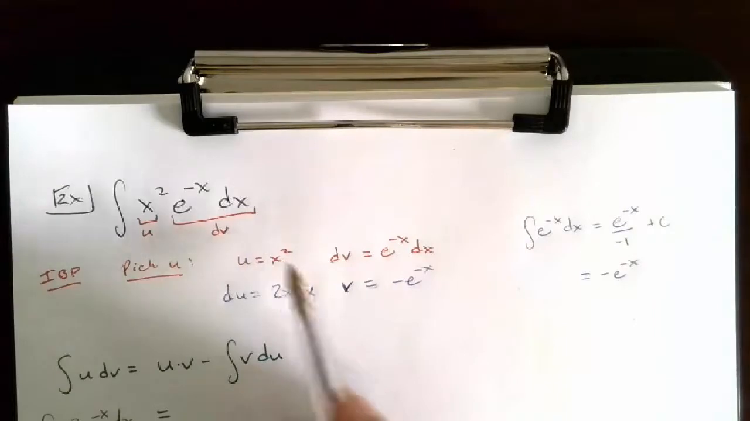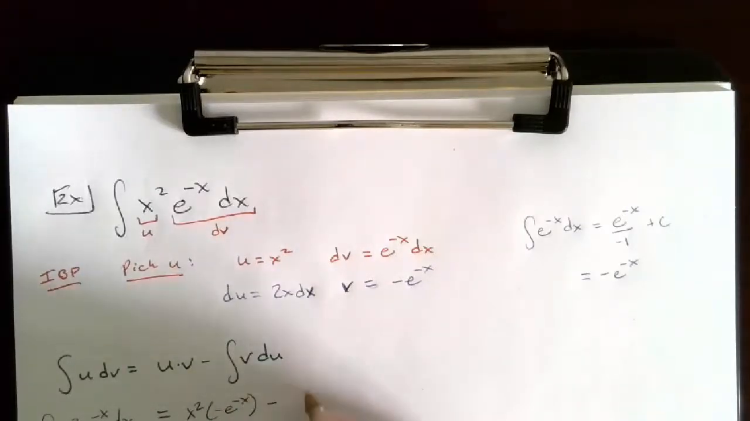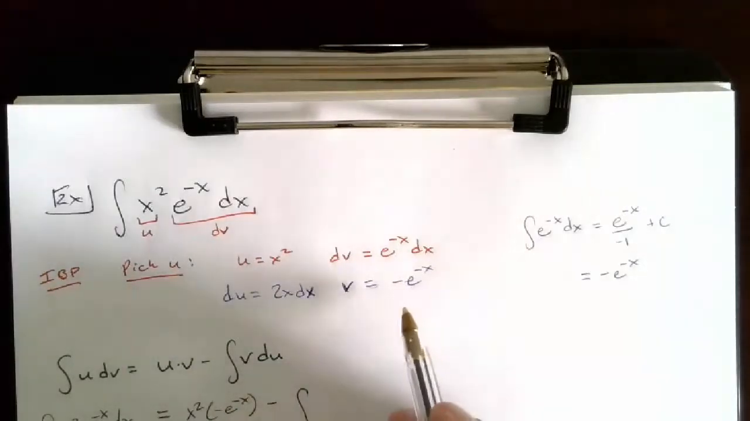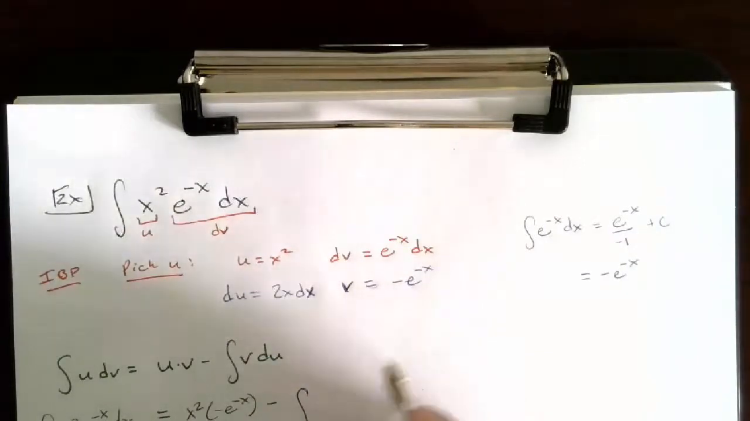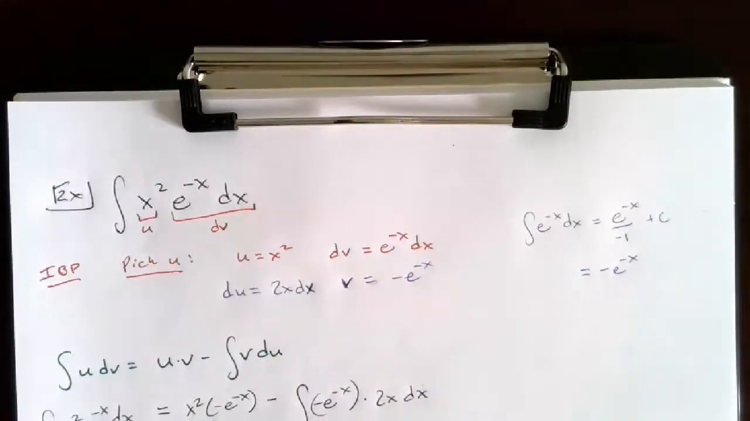What's u times v? Well, it's x squared times negative e to the negative x minus the integral of v du. Well, what's v du? You have negative e to the negative x times du, which we've got as 2x dx. Okay, let's simplify this.